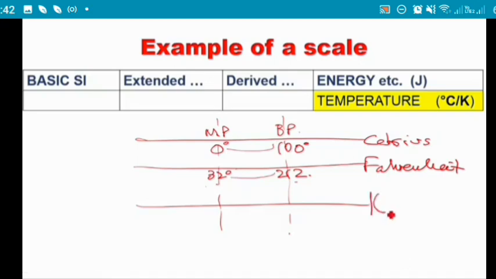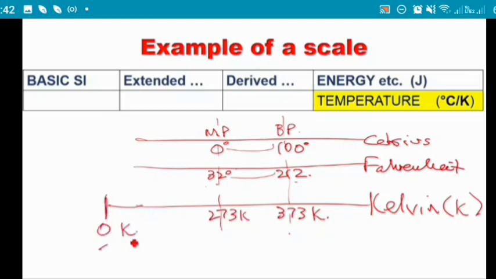There is another very important one for science as well, and that is Kelvin, and that is K. And that has the melting point of water, or the freezing point, at 273 K, and boiling point of water at 373 K. Important thing about this is when we get down to 0 K, we have got what is called absolute zero. And there is a scale for you.